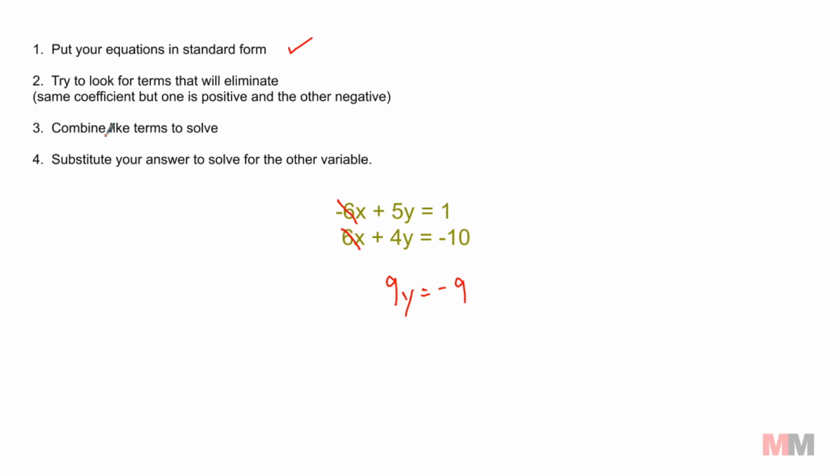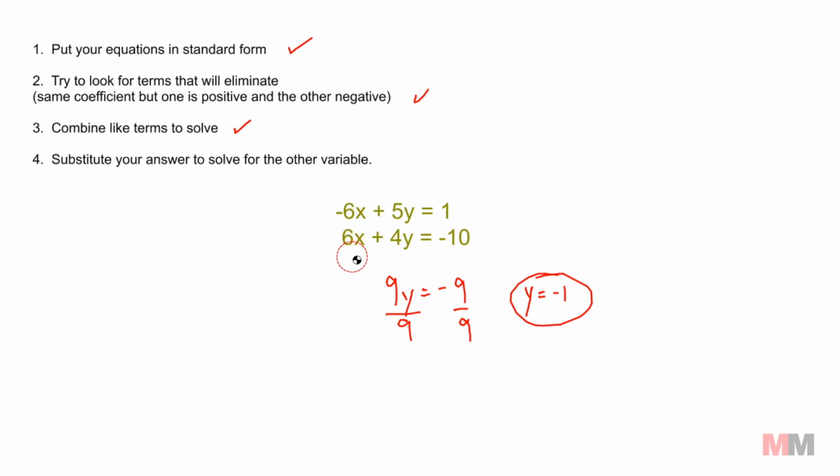So after combining like terms, all we've got to do is solve. This is a one-step equation to solve for y. Divide both sides by 9. Now you've got y equals negative 1. And then the last step. So we did both of those steps. Last step: substitute your answer to solve for the other variable.